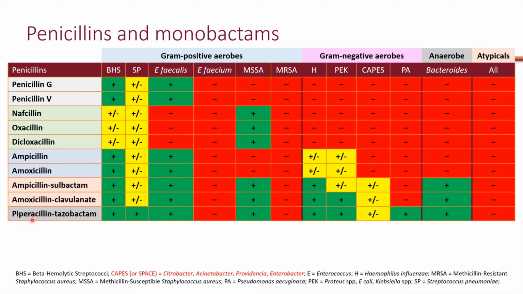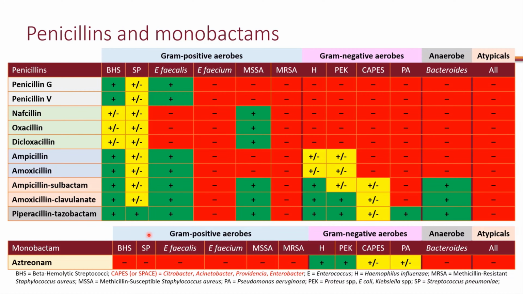Now the last and the broadest penicillin is piperacillin-tazobactam, so excellent activity against beta hemolytic strep, against strep pneumo, as well as E. faecalis, but not against E. faecium. It does have activity against MSSA, but not MRSA, and pretty good gram-negative coverage overall. But more importantly, this is the only penicillin that has activity against Pseudomonas aeruginosa.